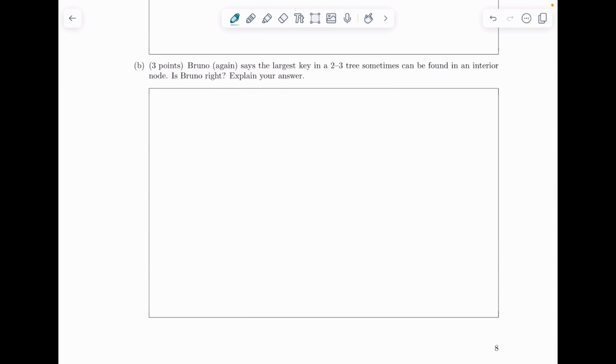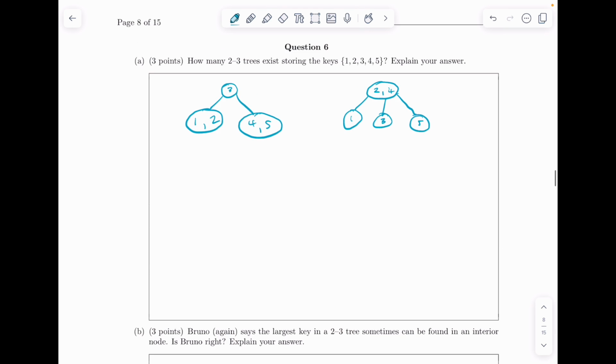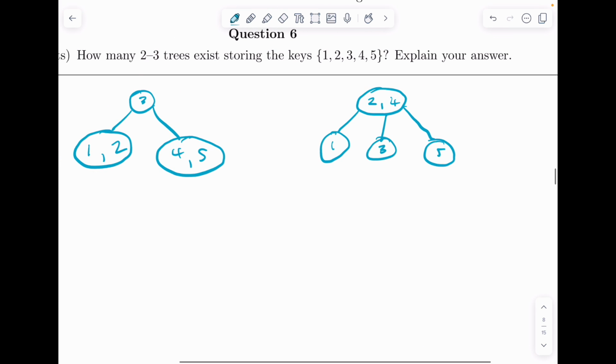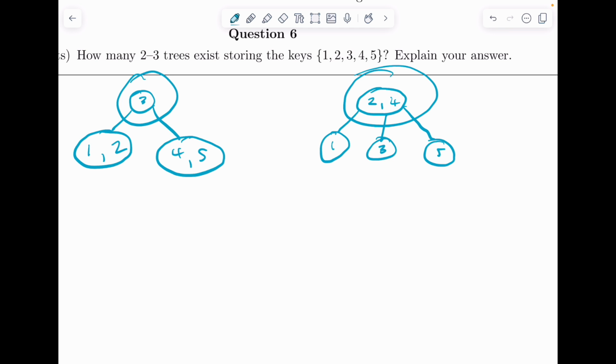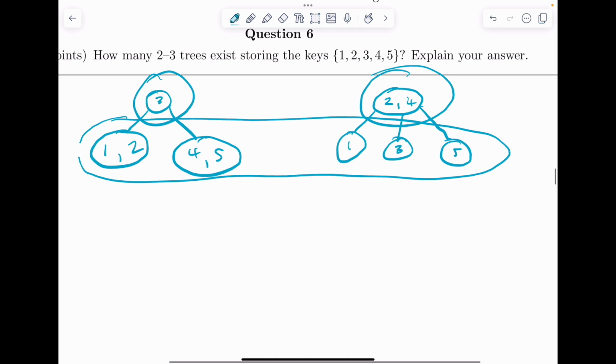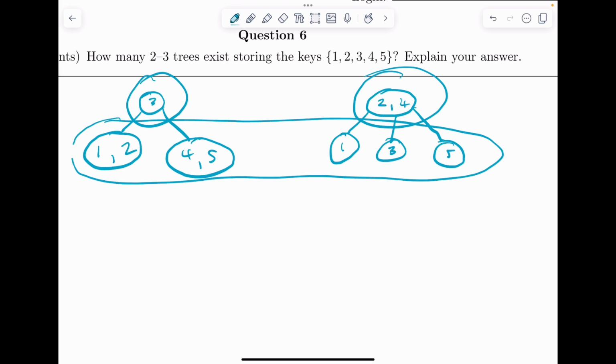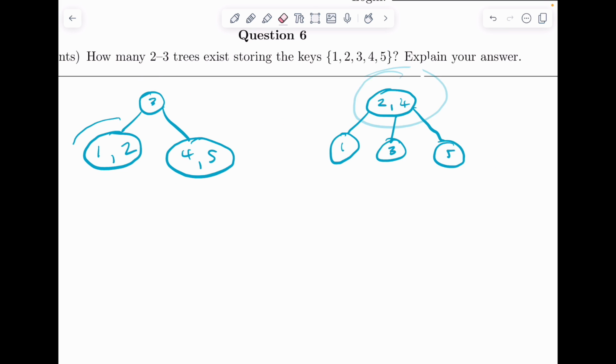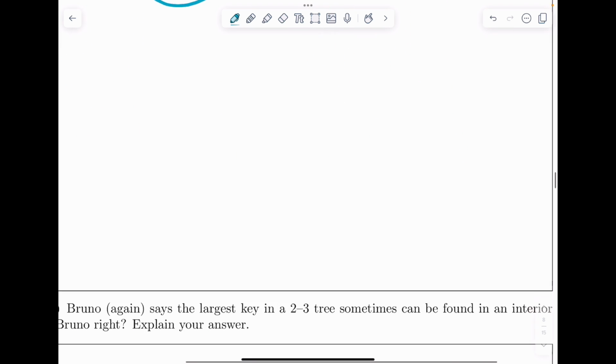Part B. Bruno again says that the largest key in a 2-3 tree sometimes can be found in an interior node. Is Bruno right? Interior nodes are just any node that has children. So in this case, this node here and this node here are both interior nodes, and everything else are leaf nodes. Actually, I think nodes can be both interior nodes and leaf nodes if they are both derivatives of other interior nodes and they also have leaves coming off of it. But that's what interior nodes are.